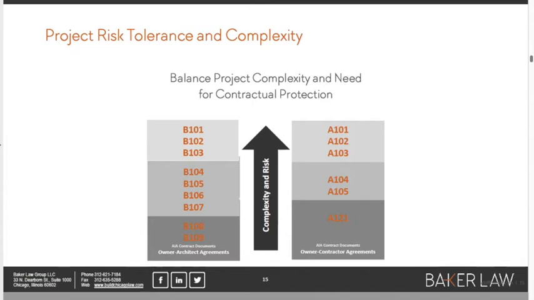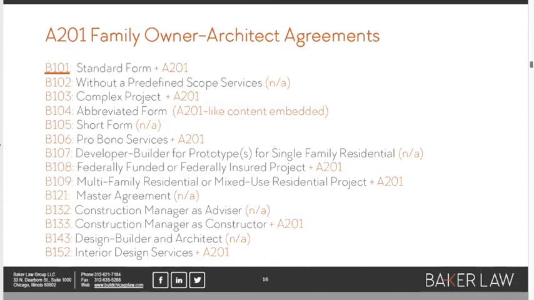And so if you look to the left, you've got the B series AIA documents, which are owner-architect agreements. Some of them are really long, some of them are really short. Same thing over on the right. And so I'm sizing up all the factors on the last slide. Then I'm going to pick which contract documents to use. And we like to talk about the A201 general conditions as having a family of agreements. Okay. And so the B series agreements, again, are the owner-architect agreements. And not all of these take the A201.